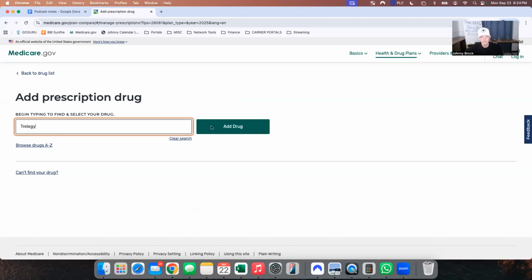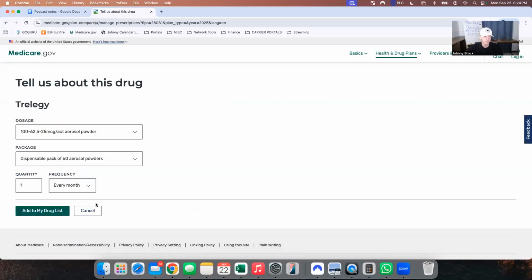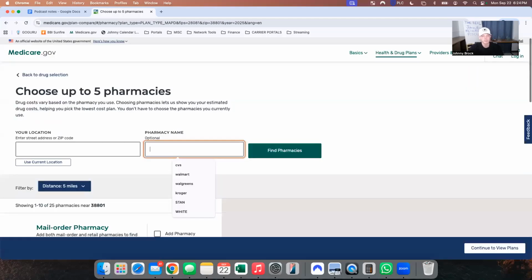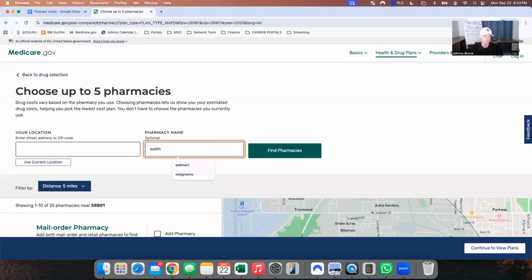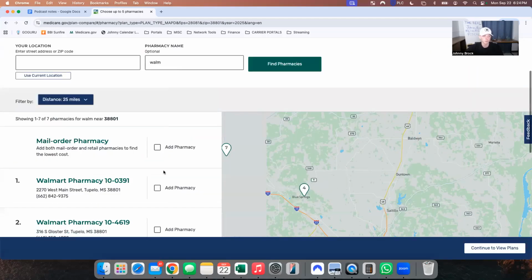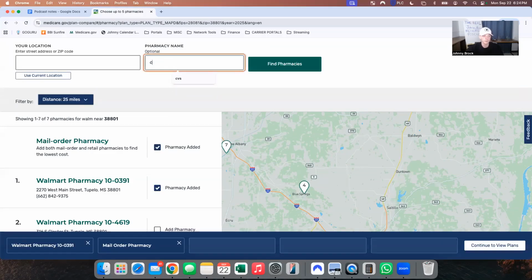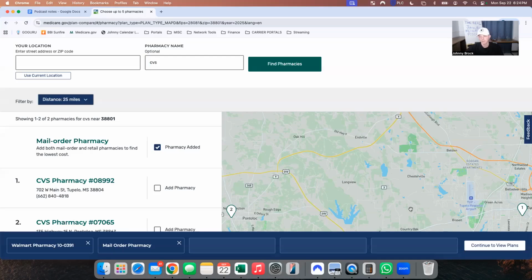Trelegy is for breathing, probably for people who have breathing issues, maybe COPD, maybe emphysema. It's probably going to be an expensive medication, and I'm trying to do expensive because that's what I want to show. So we want to put a few different options here for pharmacies. Continue to view plans. So we've got Walmart and CVS.